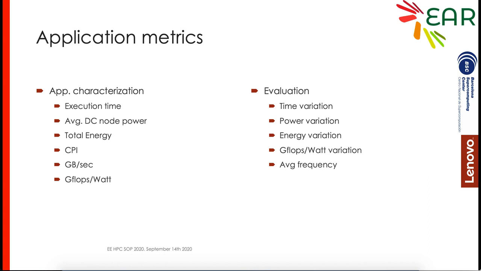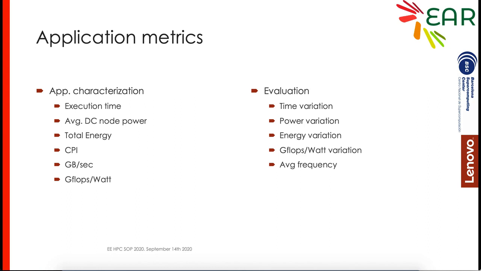So using the E account, we have first presented the execution time, average DC node power, total energy, CPI, gigabytes per second, and gigaflops per watt. That is a metric that reflects the energy efficiency of the application. And for the evaluation, we presented the time variation, which corresponds with performance penalty, power variation and energy variation, that are energy and power savings, and the gigaflops per watt variation, and the average frequency.